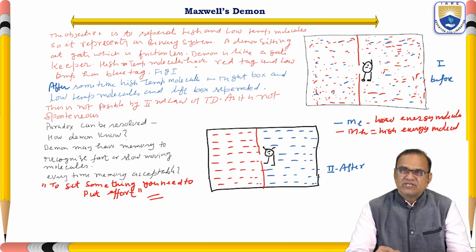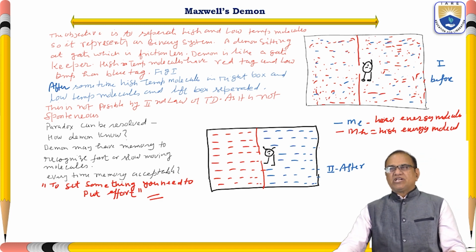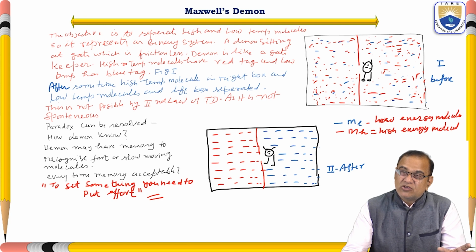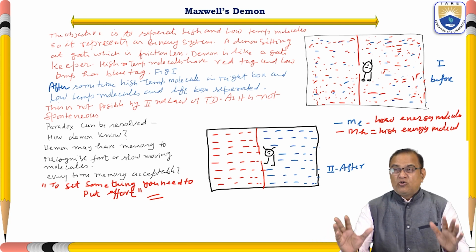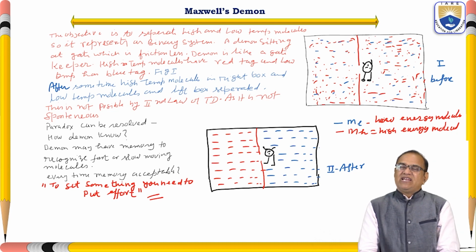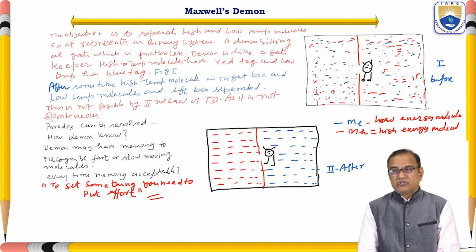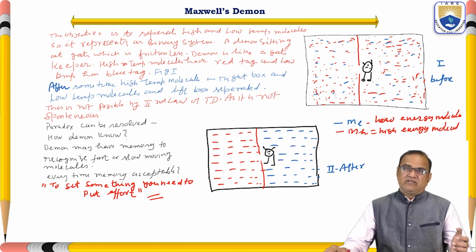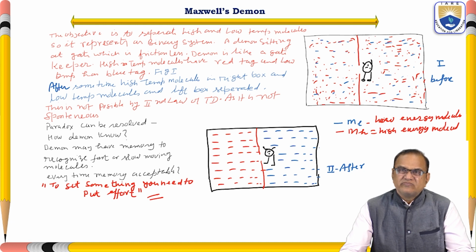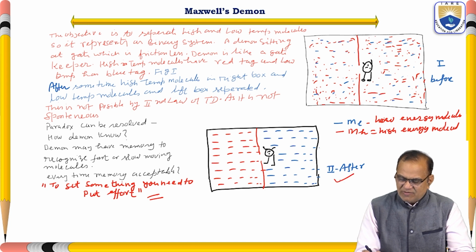The high temperature molecules have the red tag here. This you can see in this box. All the red are the high temperature molecules, and the low temperature molecules have the blue tag, blue dot and red dot. So our objective is how we can separate the high temperature molecules and the low temperature molecules. So this is the concept of the Maxwell Demon. It is also related to the second law of thermodynamics, that something is not possible. Like the perpetual motion machine, here also in fact it is not possible. But after some time, the high temperature molecules are in the right box and the low temperature molecules in the left box, separated. You can see this second diagram here, and this is the first diagram.